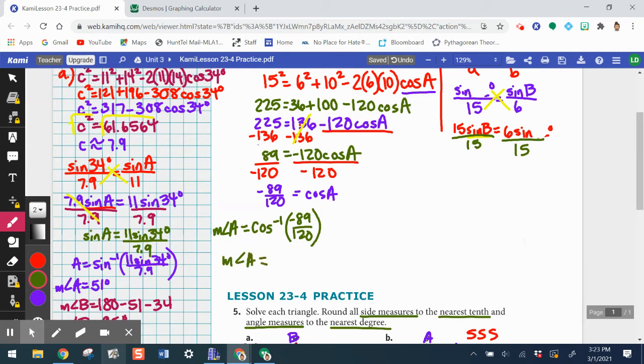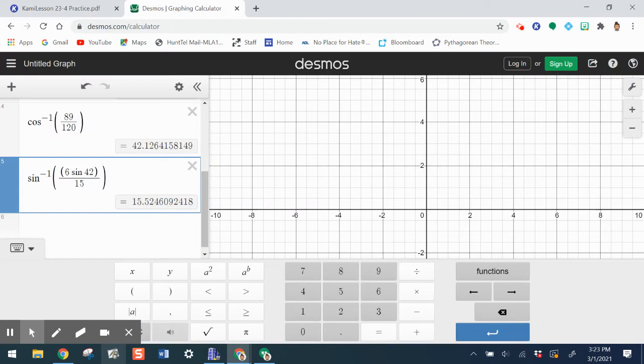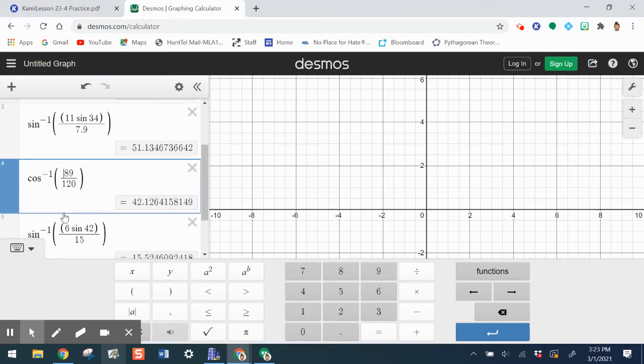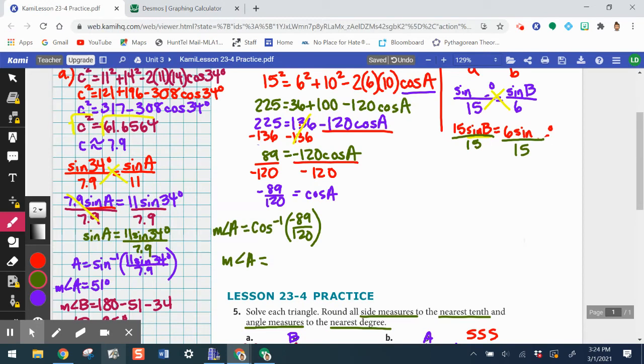So the measure of angle A, let's go and change that on Desmos. So it should be just a quick little change here. Negative 89. That seems like a much more reasonable answer. 137.8. The 8 tells the 7 in the ones place to actually round up. So the measure of angle A is vastly different than the original we found, which would be 138 degrees.